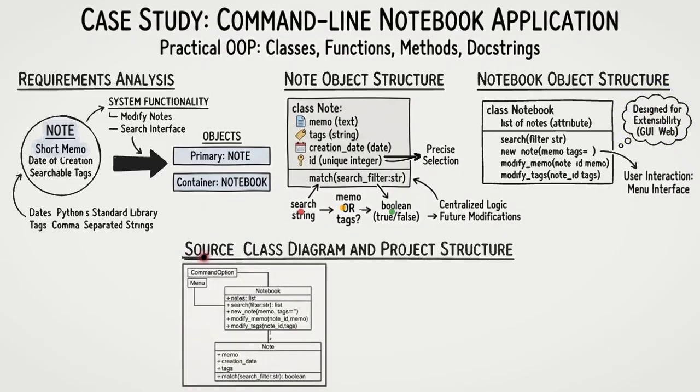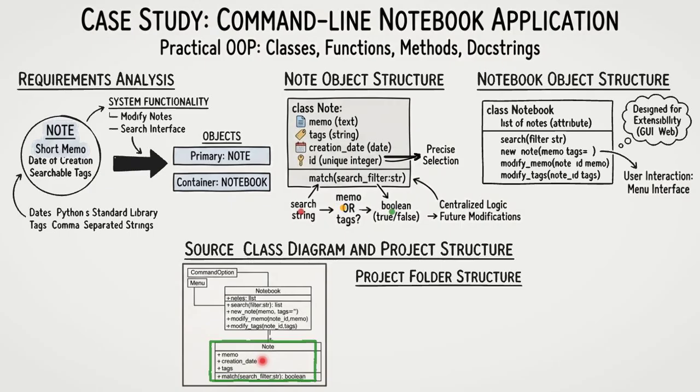Finally, let's view the class diagram and project structure at the bottom. In this UML diagram, you can see the menu and command option classes interacting with the notebook class. Notice the line connecting notebook down to the note class with a small asterisk. That indicates a one-to-many relationship, meaning one single notebook contains multiple note objects.